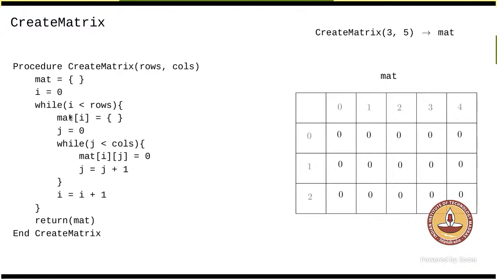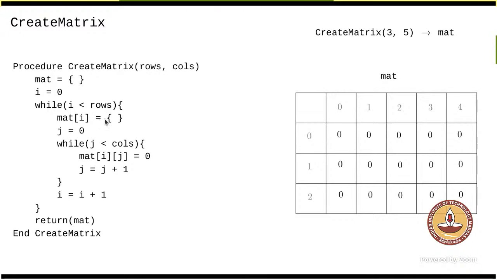Okay. So if I change i equal to 1 and j equal to 1, will it still give me a 3 by 5 matrix, or will it give me something else? Rows plus 1, columns plus 1. Right. So you have to change this, right?